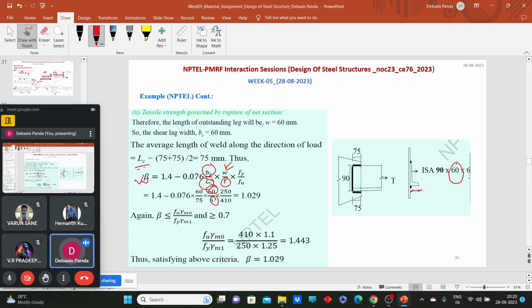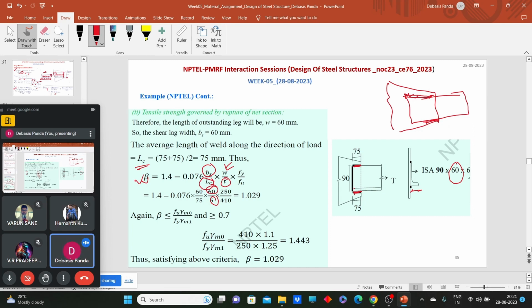What will be the value of LC? Length of the connection. So here we have to consider the average length. So here we have 75 mm and here we have 75 mm. Like we may have the connection like this, where the two parts have two different lengths of welding. Like here I have done full welding and here I have done only welding up to this. So for that case also we need to consider the average length as the length of the connection.